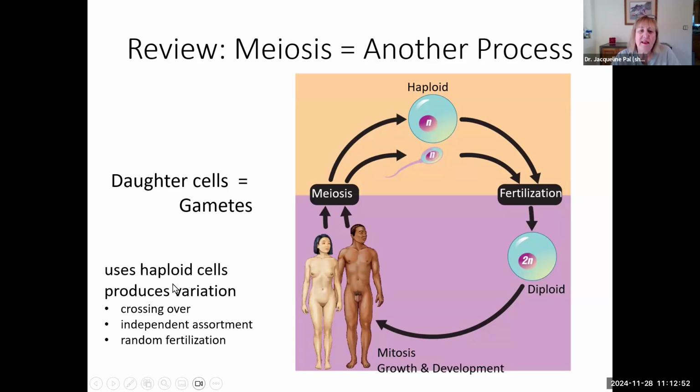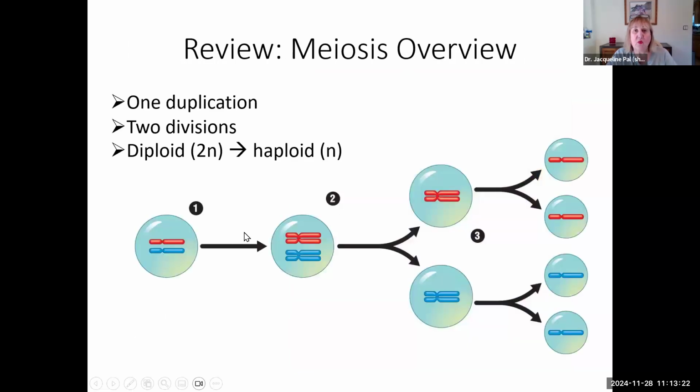Using these haploid cells after meiosis also produces variation, because during meiosis we have something called crossing over and something else called independent assortment, both of which produce variation. And then the act of fertilization itself is random, and that is the third item that produces variation. So let's get started with reviewing meiosis.